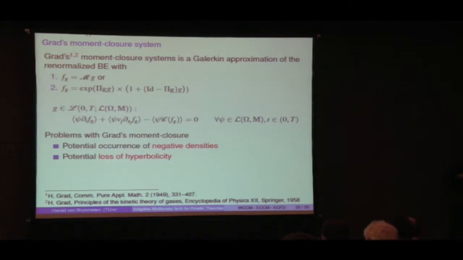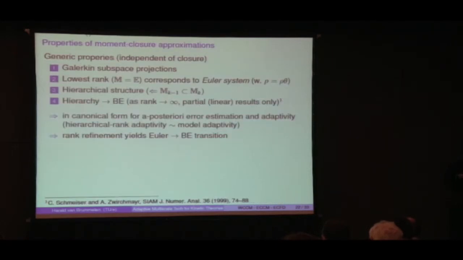So there's a few alternative methods. Let me just skip over those. It's a traditional method by Grad. It's actually the original method you would say conceived of in the 1950s. But in general, properties of moment closure approximations. So as I mentioned, it's a Galerkin subspace projection. So essentially, it's just a Galerkin method.